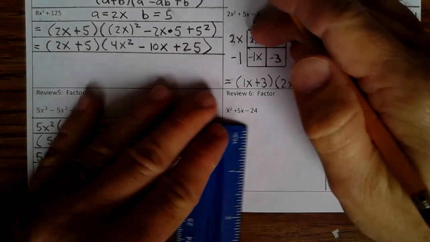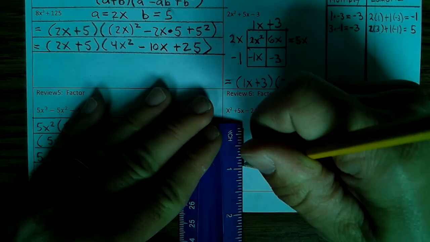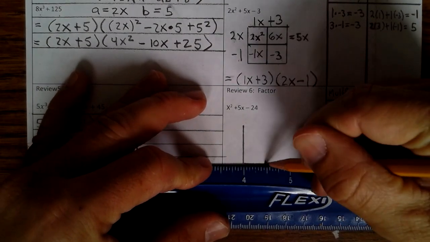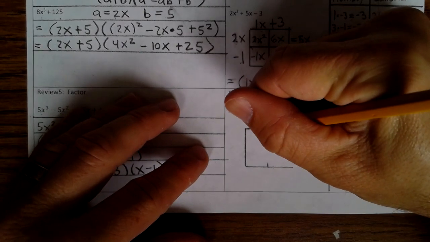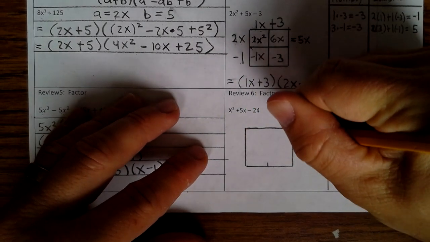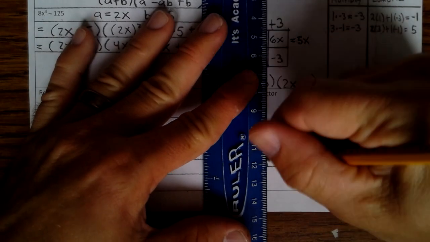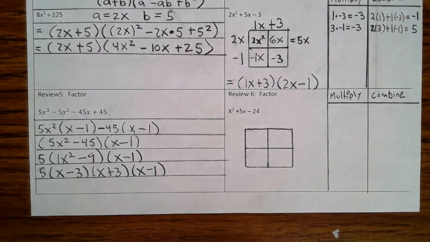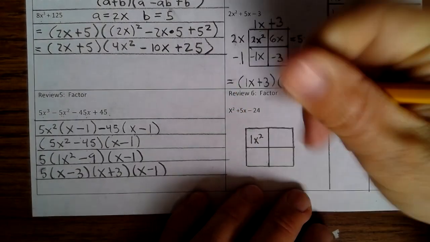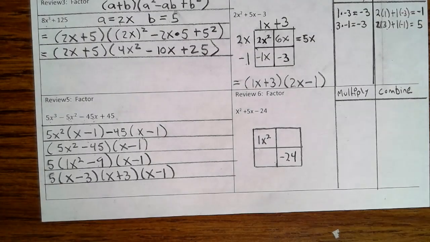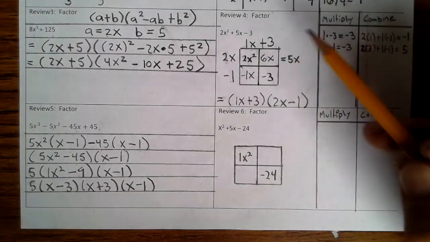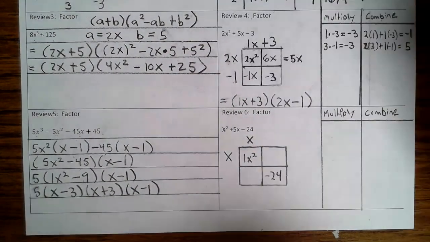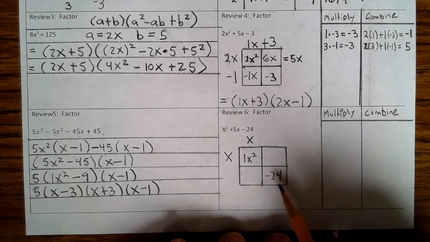Okay, now we need to add a box because we want to factor using a reverse box method. All right, so we know first term, last term. Now, this one's actually easier than review 4 because there's no number in front of x squared. So here we know it's x and x make x squared. Now we need to find all the combinations that multiply to give you negative 24.